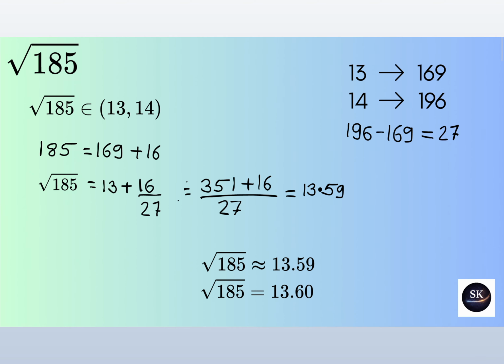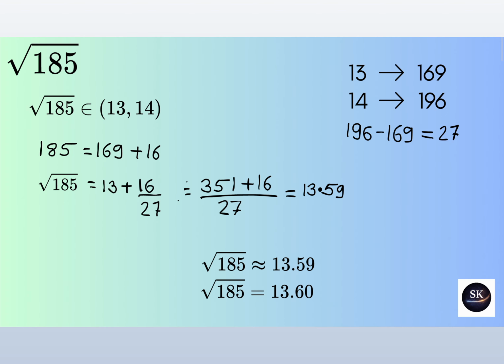Let's take a bigger example, under root 185. Nearest perfect squares are 169 and 196. Their difference is 27 and their square roots are 13 and 14. As 185 lies between 169 and 196, in the same way, root 185 also will belong to the interval 13, 14. To get to 185, we need to add 16 to the lower perfect square 169. So again, to get root 185, we add 16 over 27 to the lower square root 13. The calculation, which can be done by hand, will give us the answer 13.59, and as you can see, that is again very close to the actual answer that the calculator gives us.